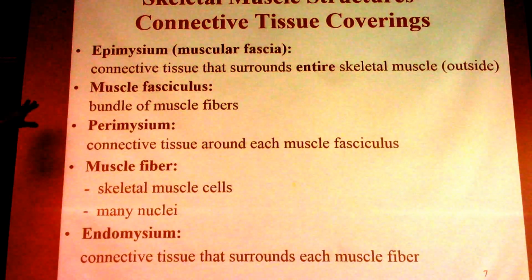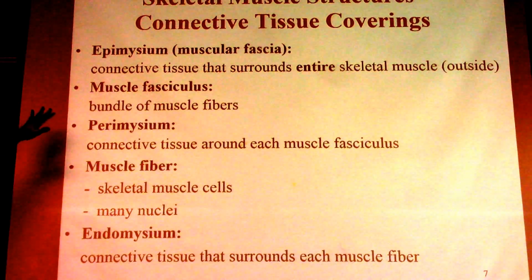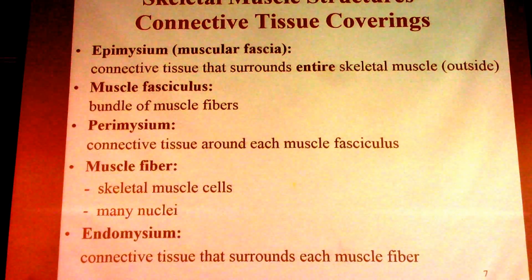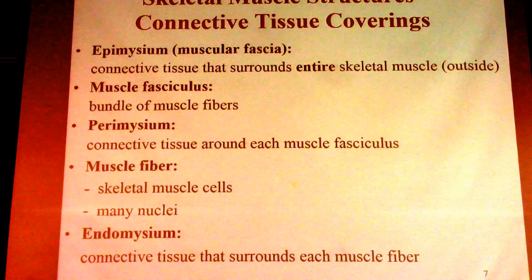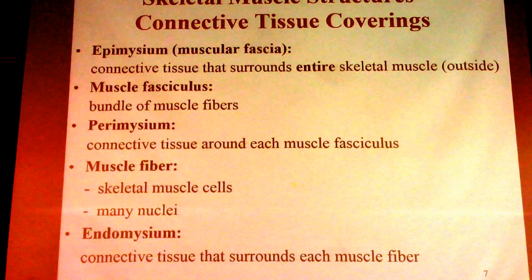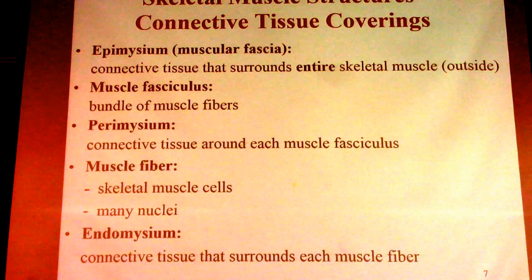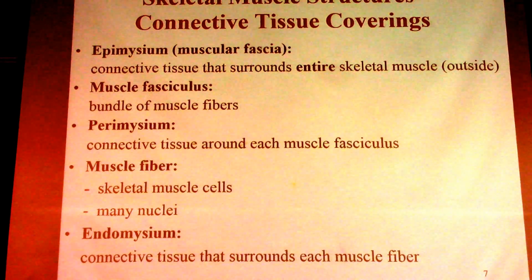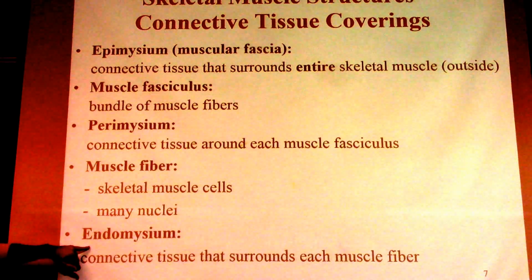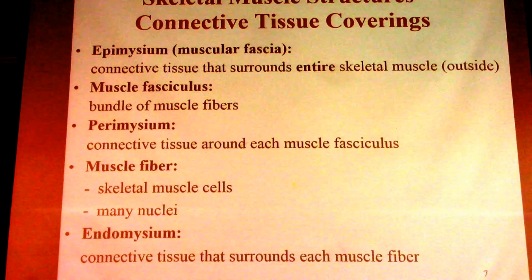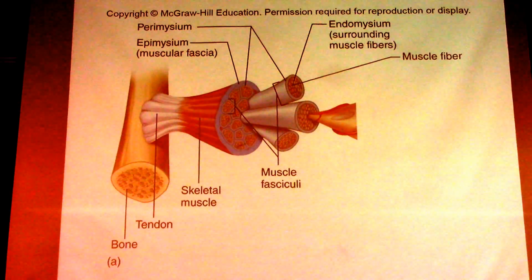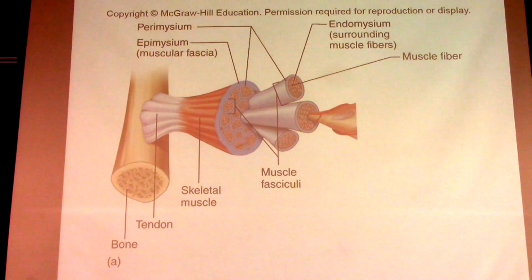The outermost one is also called the muscular fascia. If you open any muscle, you will see it on the outside. For example, in the deltoid muscle, the outermost layer that you will see is that epimysium layer, which is part of the connective tissue. Then the perimysium will be internal, which we'll see in the next slide. And endomysium is the third one, which is around the individual bundles that make the muscles. Here are those three layers.